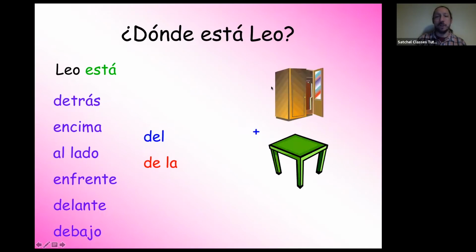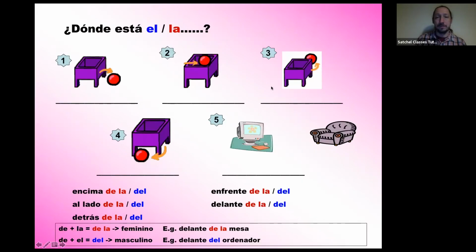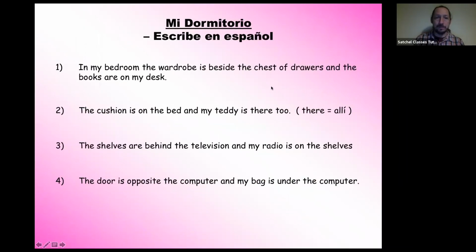So then we have the objects. So let's have a look at this. It's a very good way to summarize everything. ¿Dónde está él o la? And then we have the object. And of course, we have encima de la or del, al lado de la, del, and so on. So what I would like you to do is write in Spanish each one of these sentences. I'm going to give you 4 minutes for that because you will need a dictionary or your own phone so you can actually translate these sentences. We've got 4 minutes left. Off you go.